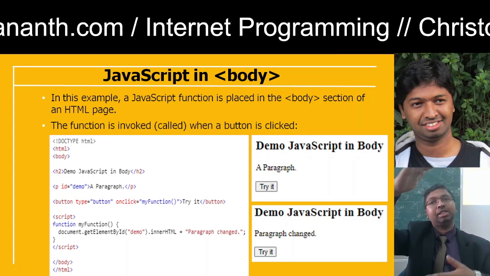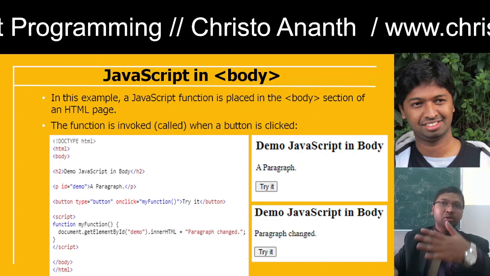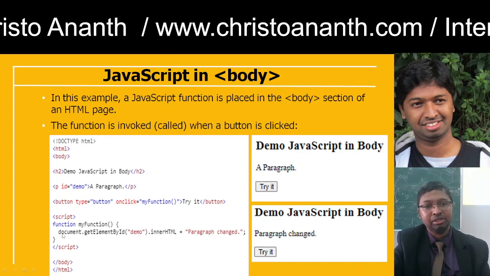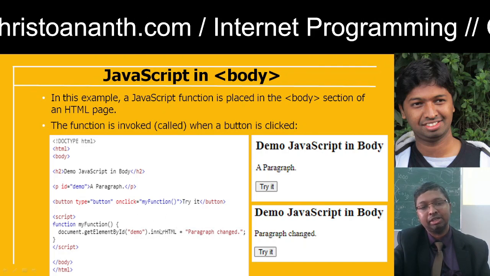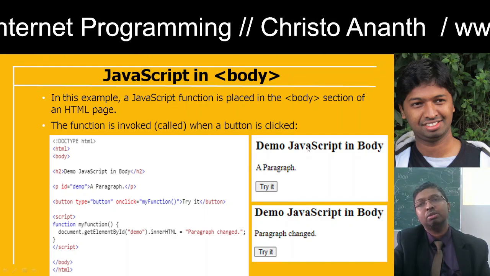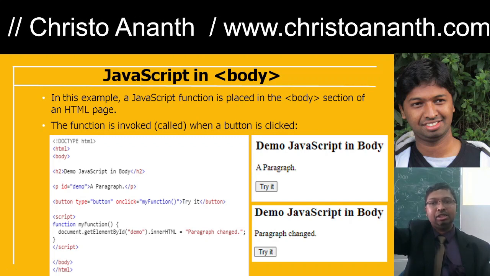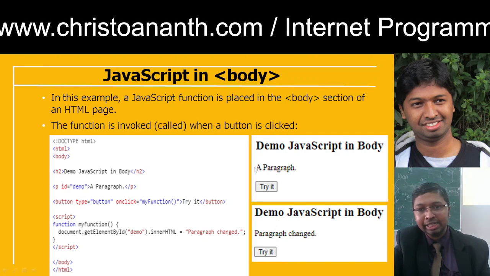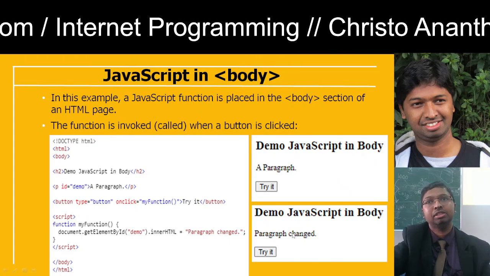In the previous example we saw it only in the head, and here within the body we are placing it. You will have script tag function myFunction, document.getElementById, the innerHTML paragraph changed. Then close the script, close the body and close HTML. Maybe if you can see demo JavaScript in body, a paragraph, try it. If you click on try it, a paragraph will be changed to paragraph changed. So it will automatically change.